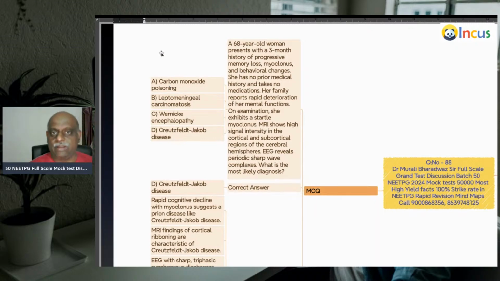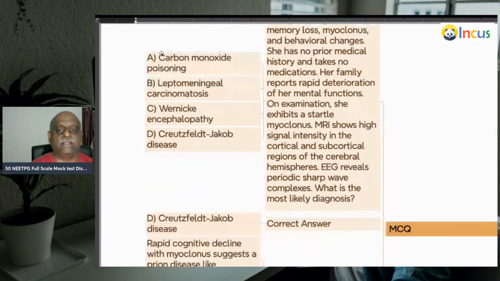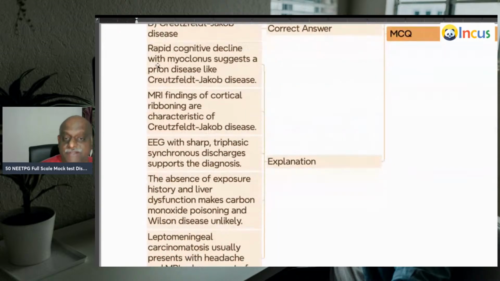The alcohol needs to be controlled. A 68-year-old woman with a 3-month history of progressive memory loss, myoclonus, behavioral changes. Periodic sharp wave complexes are the highlight of this clinical vignette. Creutzfeldt-Jakob disease.